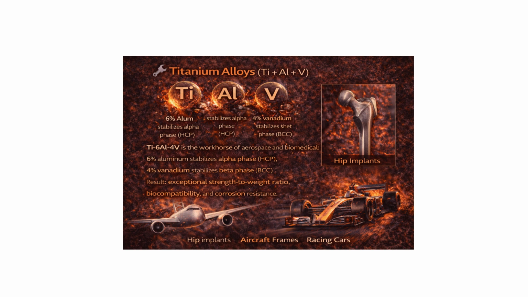In this alloy, aluminum acts as an alpha phase stabilizer, maintaining the hexagonal close-packed crystal structure of titanium. Vanadium acts as a beta phase stabilizer, promoting the body-centered cubic crystal structure. The combination of these two phases produces a balanced microstructure that provides high strength, excellent toughness, and superior fatigue resistance. As a result, this alloy offers an exceptional strength-to-weight ratio, outstanding corrosion resistance, and excellent biocompatibility.